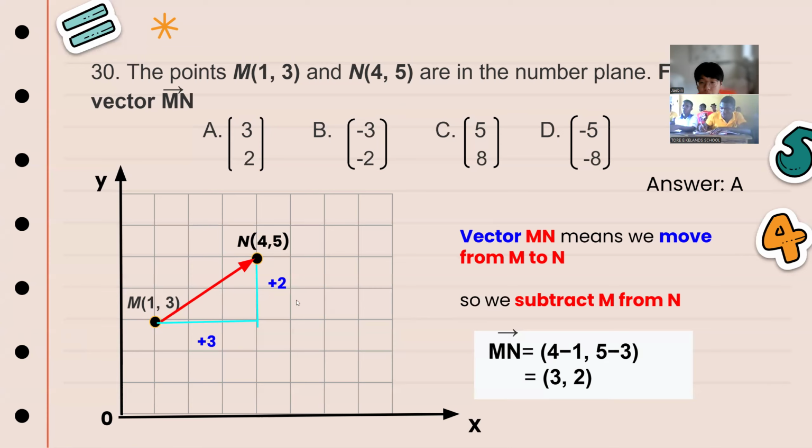Okay, does everyone understand how to find a vector? Okay, then I can move on to the next question if everyone is finished.